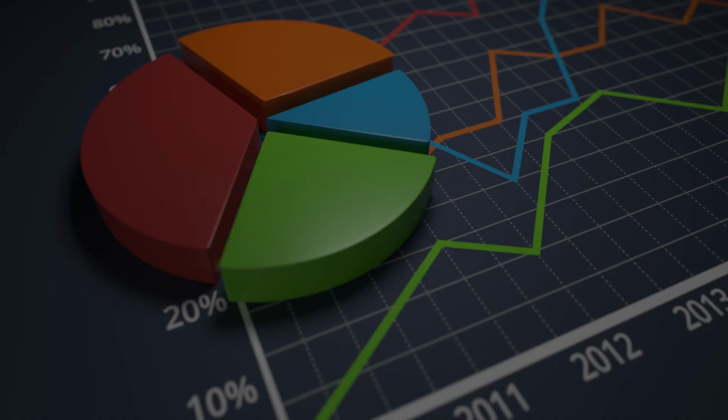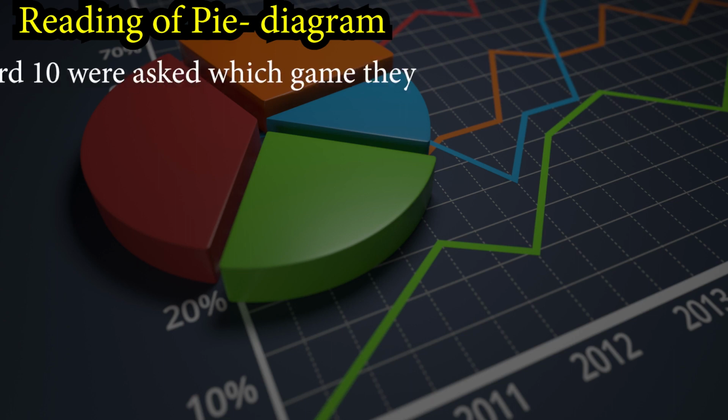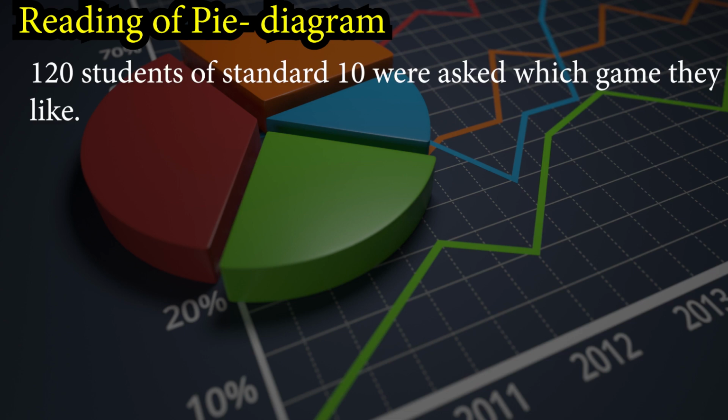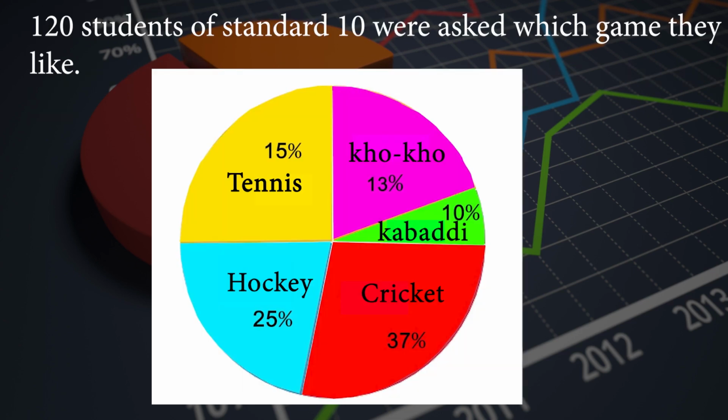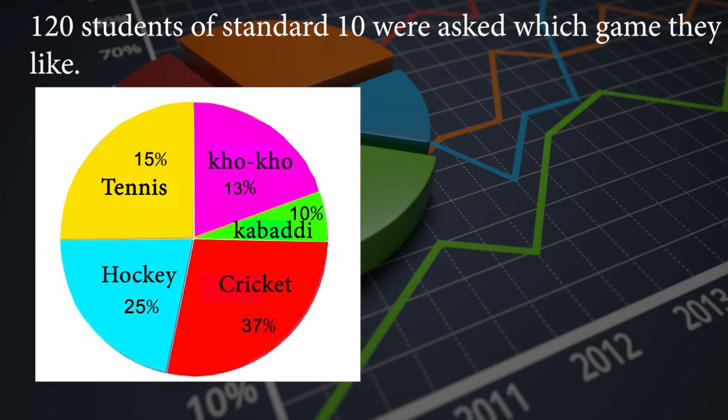Now students, we shall see how to read the pie diagram. Students, the following example illustrates how a pie chart gives information at a glance. 120 students of standard 10 were asked which game they like. The information obtained is shown in the adjacent pie diagram. Students, we have to answer the following questions.